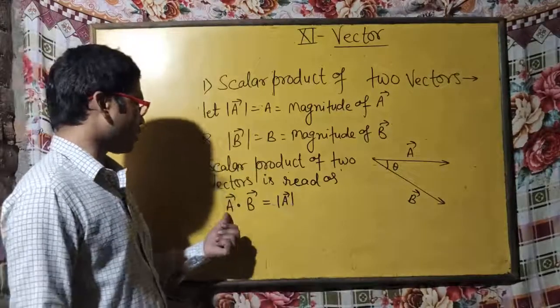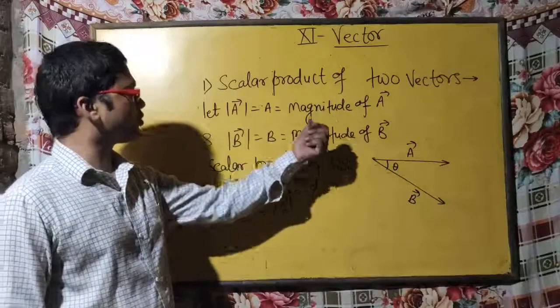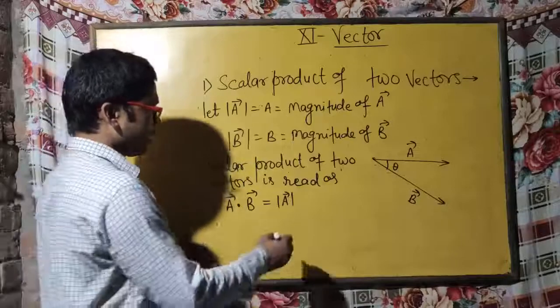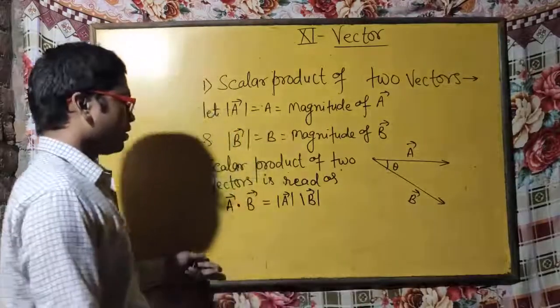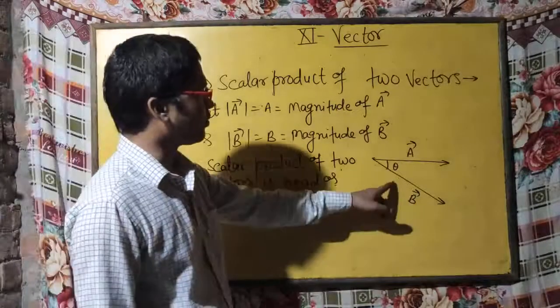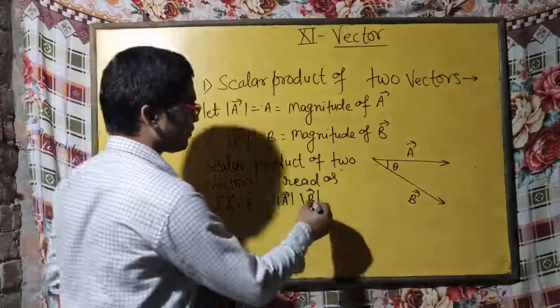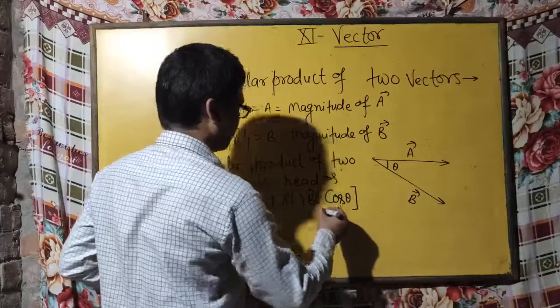Okay, this is the vector quantity, this one is a number, so this is the magnitude, it means it is a number. Into B means magnitude of B, and then cosine of the angle between these two vectors. So we can write here cos theta.